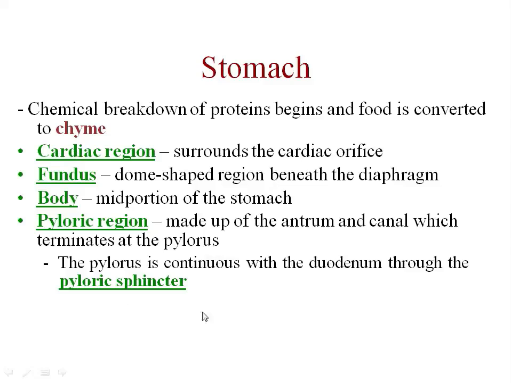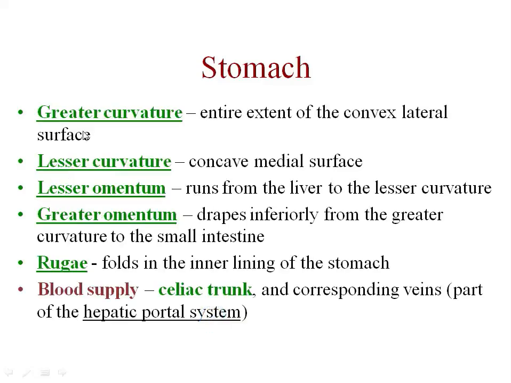So this is again the revision of the previous slide. The pylorus is continuous with the duodenum through the pyloric sphincter. Here the cardiac sphincter is the opening and the pyloric sphincter is the end of the stomach. The greater curvature is the entire extent of the convex lateral surface. Now all these details are not from all mammals, but specifically from the human stomach. Okay, then the lesser curvature, lesser omentum, greater omentum.